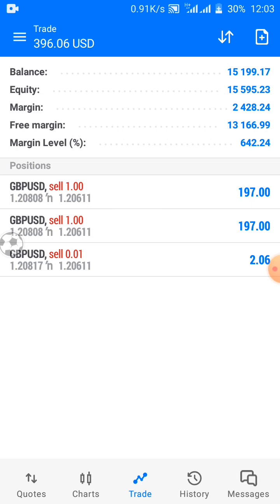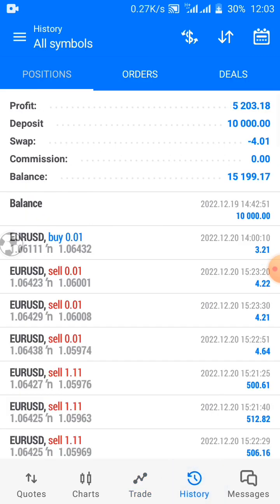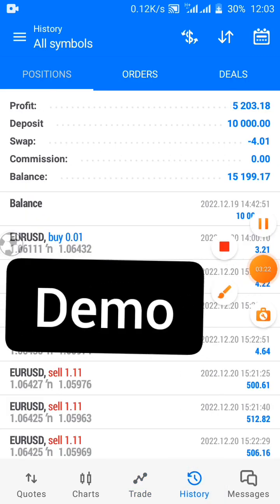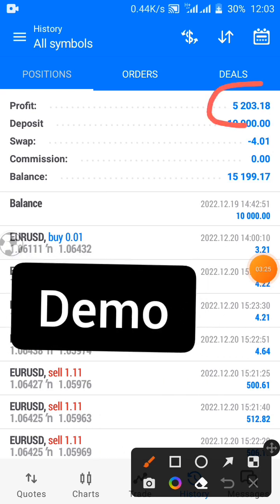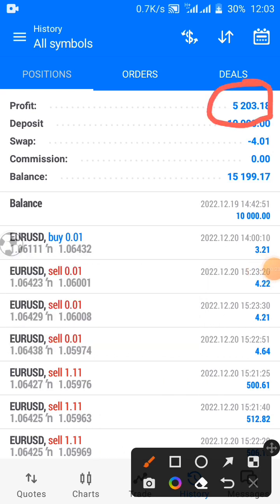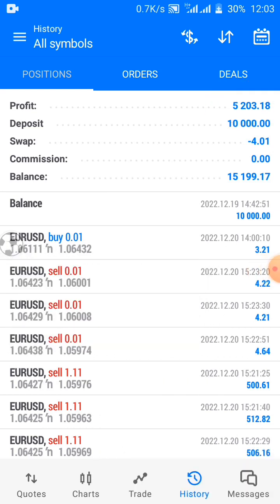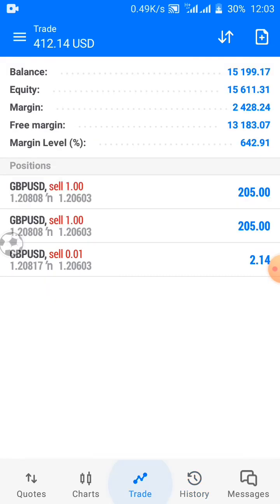This account was actually a $10,000 account, and you can see the profit right now is $5,000. I've been using this strategy, and I've raised this account from $10,000 to $15,000. As you can see, the balance is $15,000.